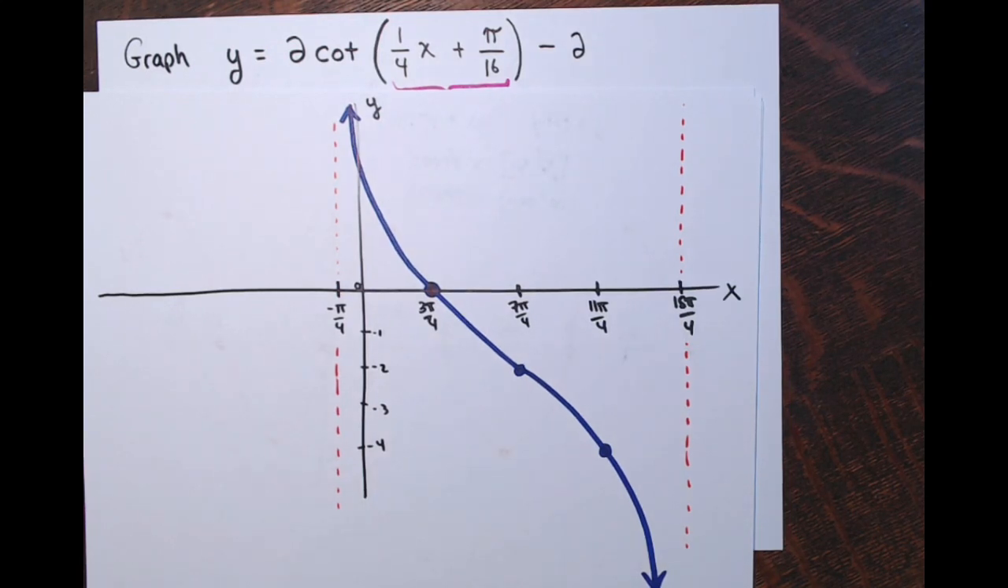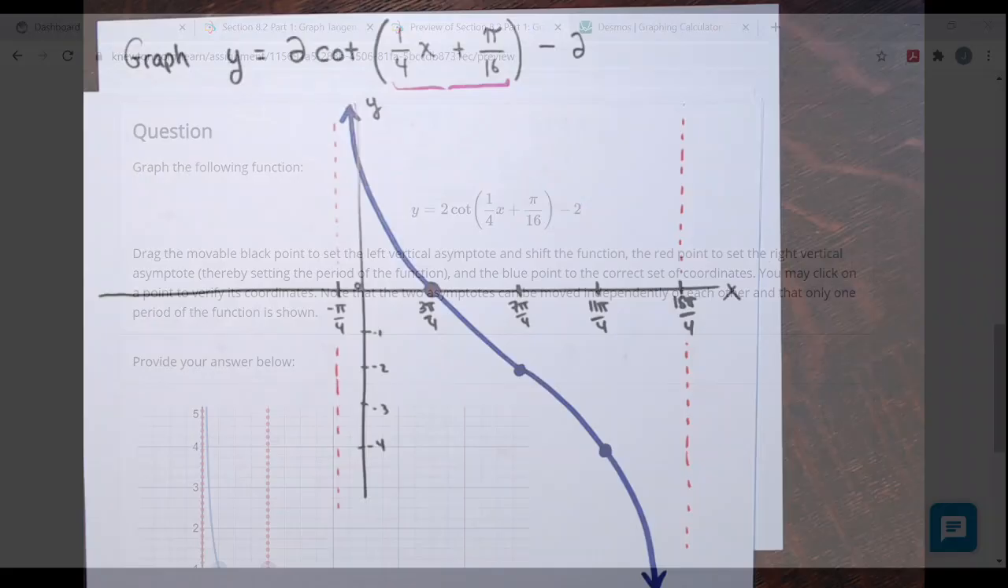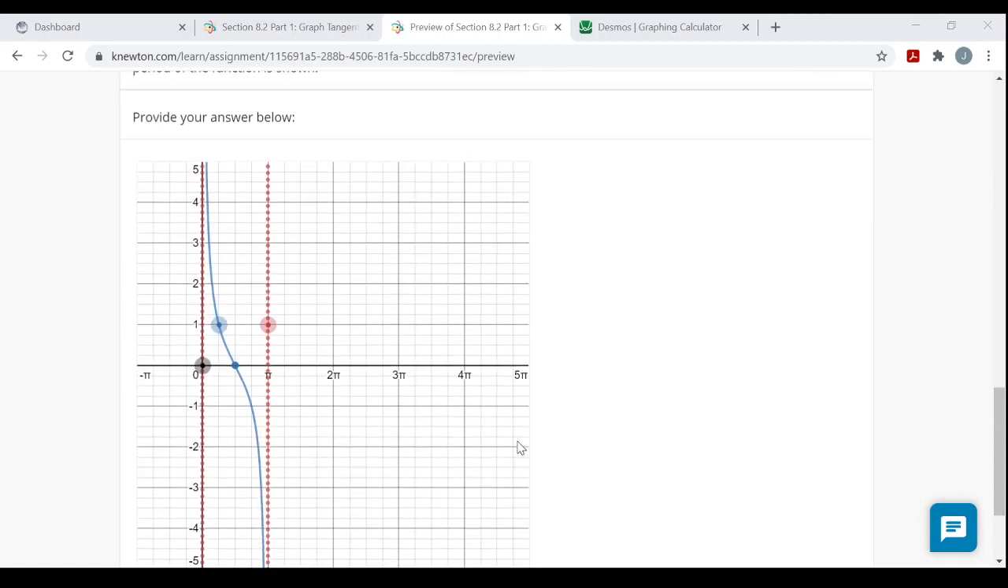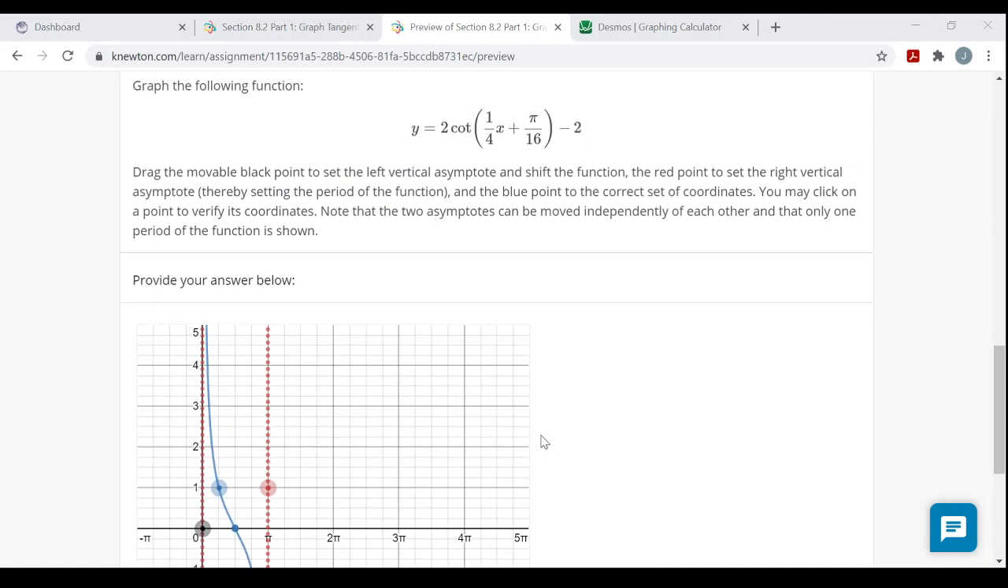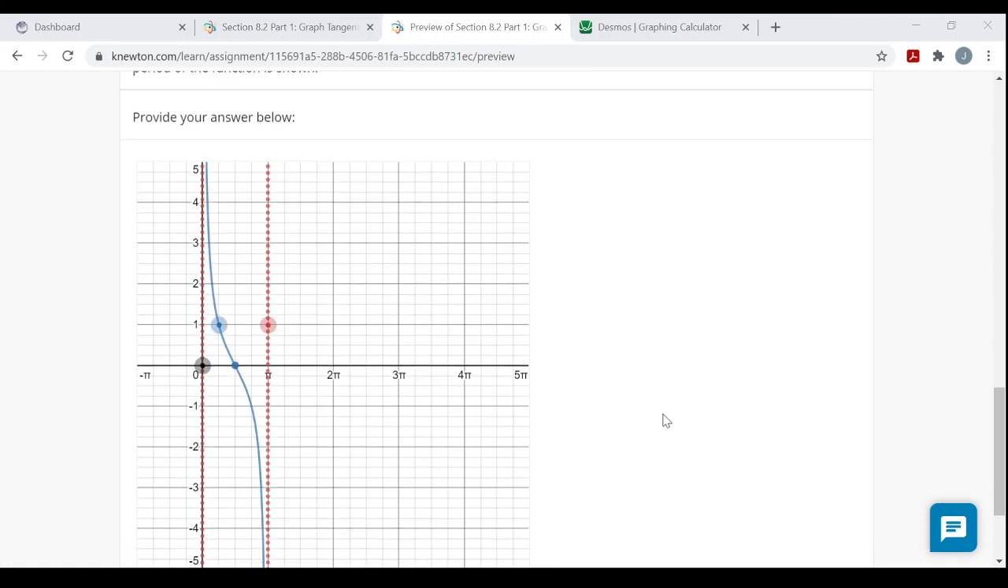All right. So what are you doing on the assignment? It's one of those interactive deals where you're moving stuff around. Now it says, drag the movable black point to set the left vertical asymptote and shift the function. The red point to set the right vertical asymptote, thereby setting the period, how long one cycle is. And the blue point to correspond to the correct set of coordinates. You may click on a point to verify its coordinates. And it says, note that the two asymptotes can be moved independently of each other, and that only one period, one cycle, is shown.